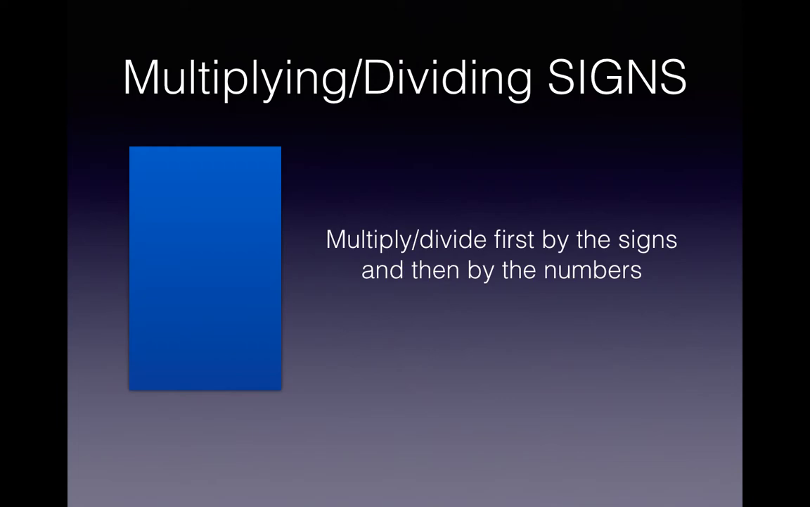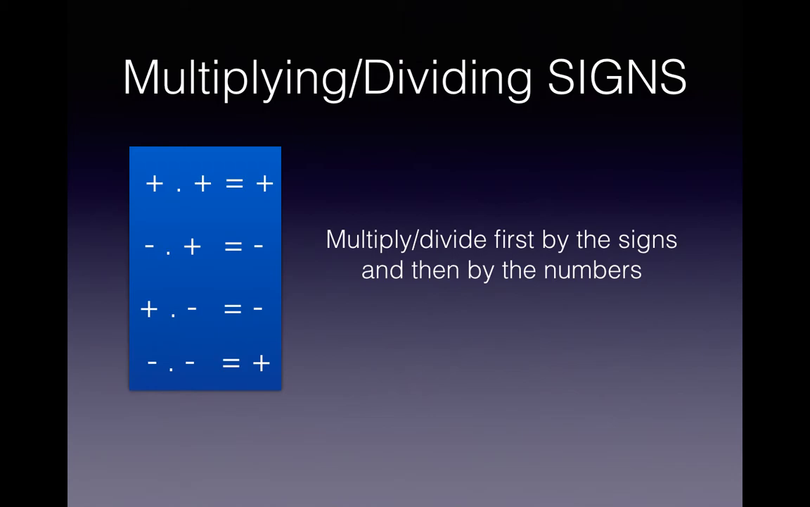The second thing you need to remember is there is a rule when you're multiplying signs. If you multiply plus by plus, you get a plus. If you multiply plus by minus, you get a minus. If you multiply minus by plus, you get a minus. And if you multiply minus by minus, you get a plus. It's basically, if you multiply two of the same signs together, you get a plus. And if you multiply two different signs together, you get a minus. And remember, when you're multiplying and dividing integers, you need to do the signs first and then the numbers.